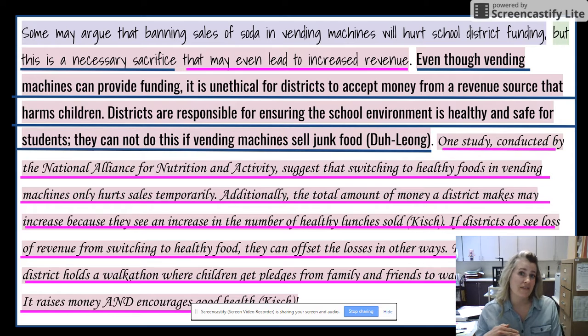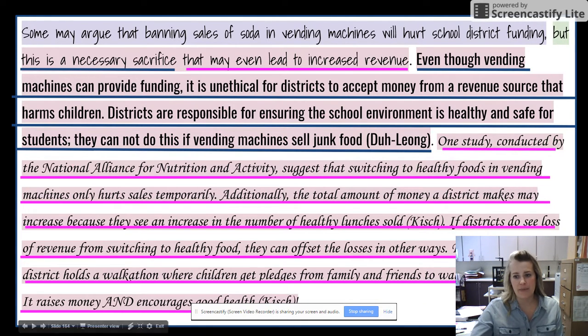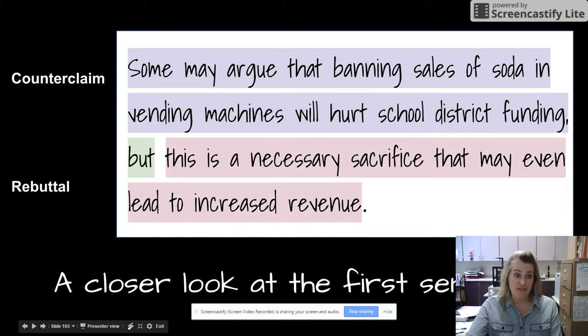So let's break this paragraph down a little bit and look at the different parts of it. So we're going to start by zooming in on the very first sentence.